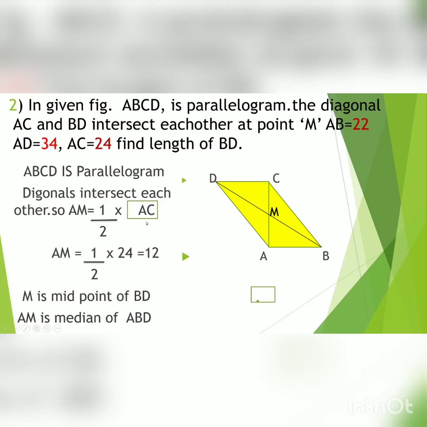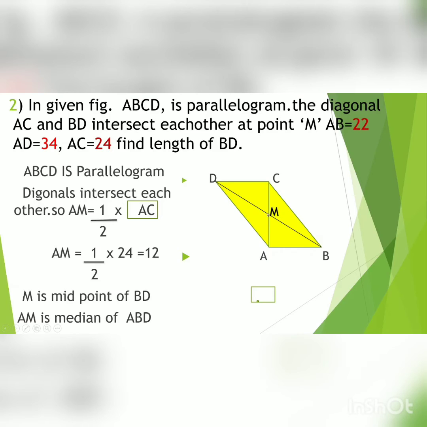So putting the value of AC, here AC, this empty bracket is given in your question, so you have to fill in AC. Next step, AM is equal to 1/2 into 24, putting the value of AC as 24. After dividing 24 by 2, 2 1s are 2, 2 2s are 4. You get AM is equal to 12.